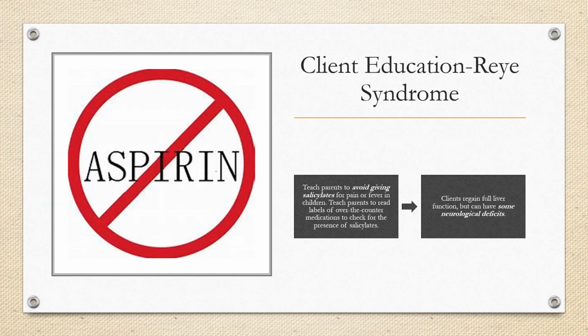So teach parents to avoid giving salicylates for pain or fever in children. Teach parents to read labels of over-the-counter medications to check for the presence of salicylates. So we're going to read other labels because we could have aspirin in many different medications. So teach the parents to always read the labels on any medicine, especially the ones that have salicylates in them. Make sure they read the label. Also teach the family that clients will regain full liver function but can have some neurological deficits.